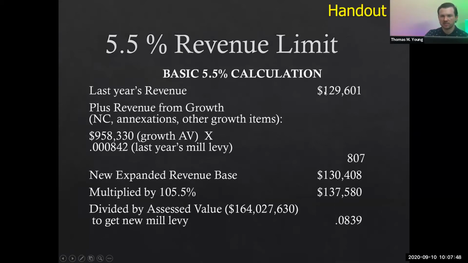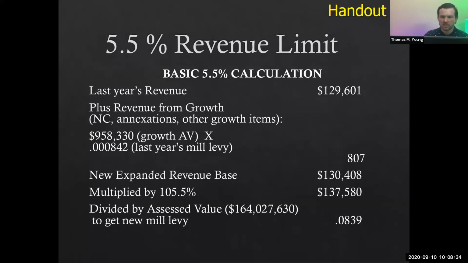So last year's revenue, suppose we had almost $1 million in growth in assessed value, and we multiply that by last year's mill levy. And that gives us what the revenue from the growth would have been for last year. Under the new expanded revenue base, we are adding the 129, 601, and the 807, we get 130, and we multiply that by the 5.5% limit. So 130 times 5.5% gets us 137,580.